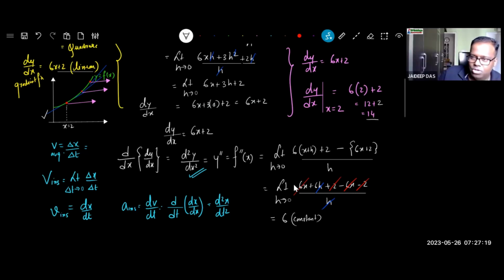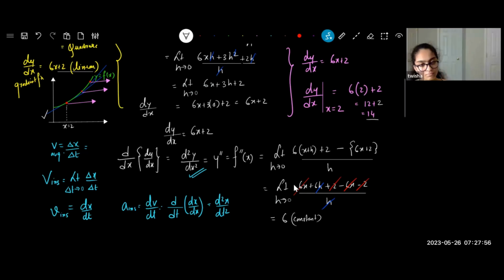No. If I say that the three tangents are represented by 6x plus 2, you will never agree with me. How can three different tangents be represented by the same equation 6x plus 2? It's not possible. 6x plus 2 is one particular unique line. One tangent may be represented by it, but three tangents cannot be represented by 6x plus 2.